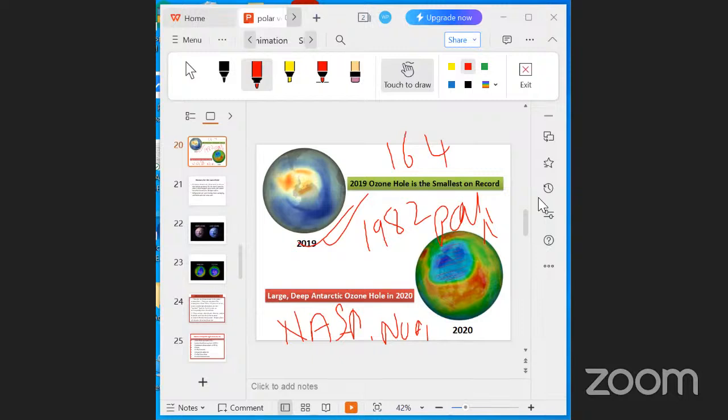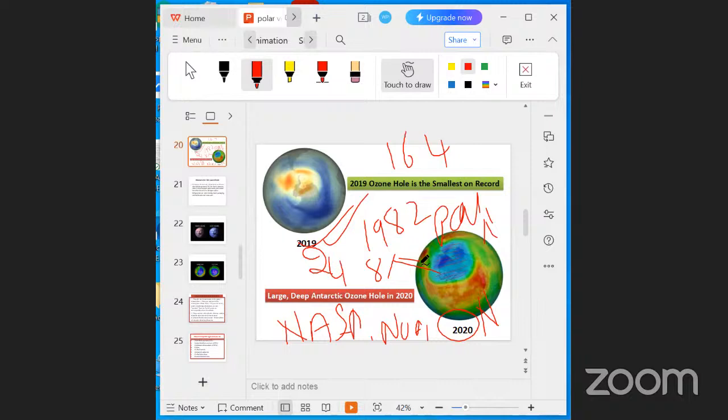The large and deep Antarctic ozone hole in 2020, with persistent cold temperatures and strong circumpolar winds, supported its formation, and it is likely to persist in November. On 20th September 2020, the annual ozone hole reached its peak area of 24.8 million square kilometers, roughly 3 times the size of the continental United States, right?